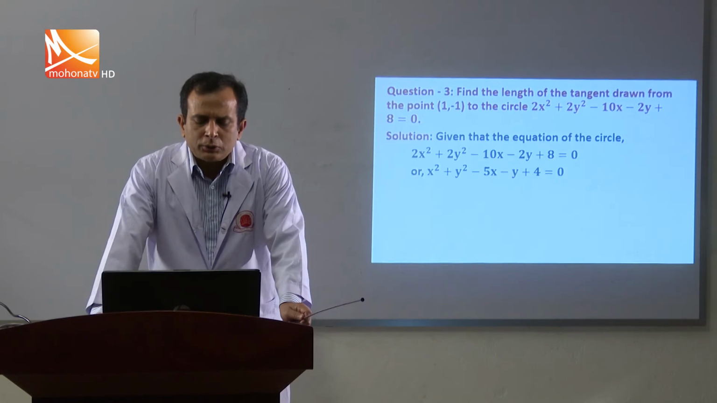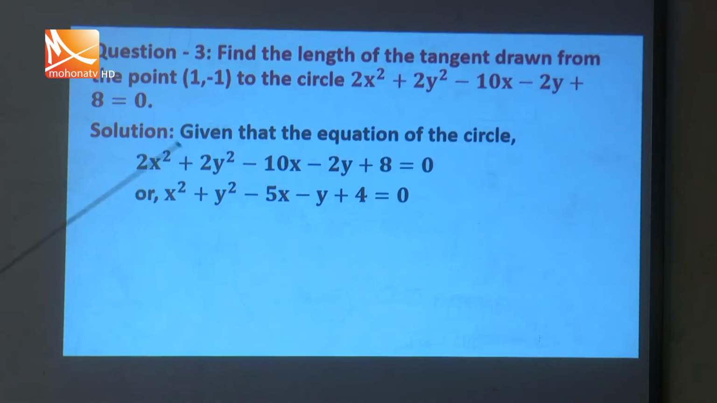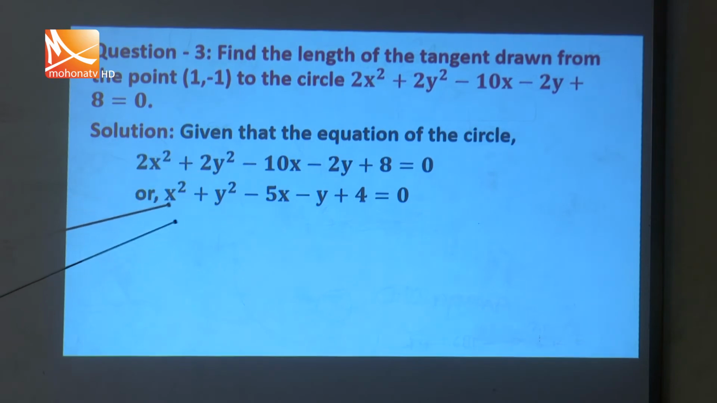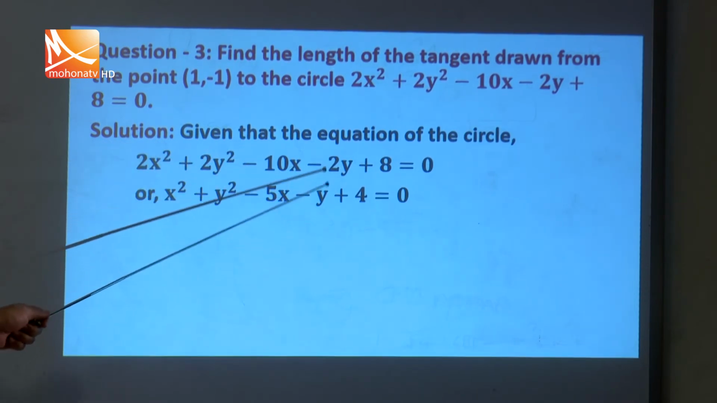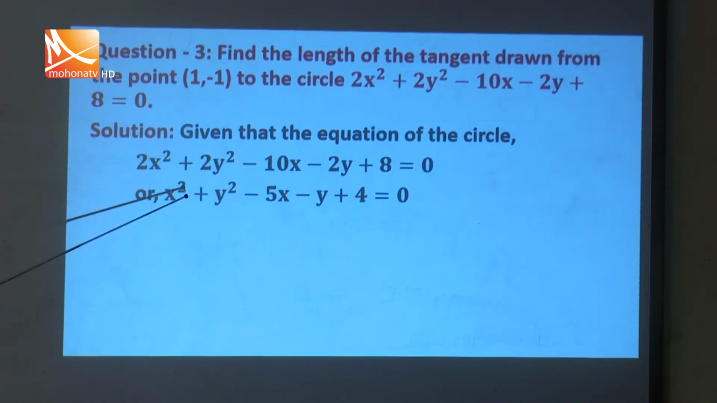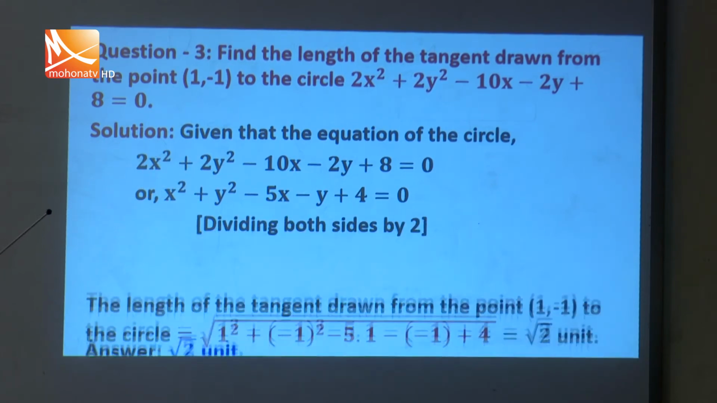Now we would like to see the solution of the problem. Given that the equation of the circle is 2x² + 2y² - 10x - 2y + 8 = 0. If we divide both sides by 2, then you will get x² + y² - 5x - y + 4 = 0. Now we are dividing both sides by 2.